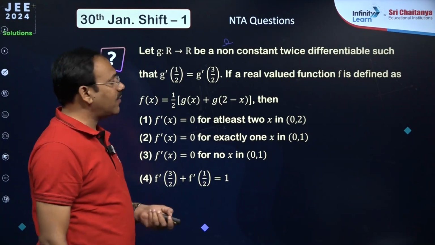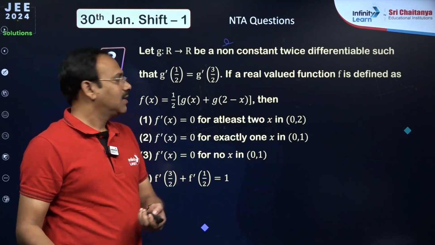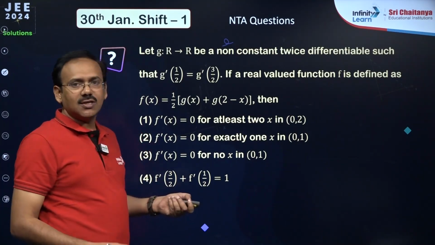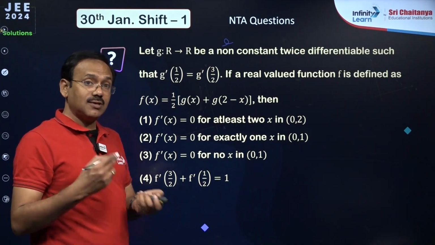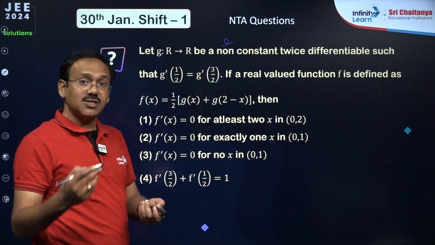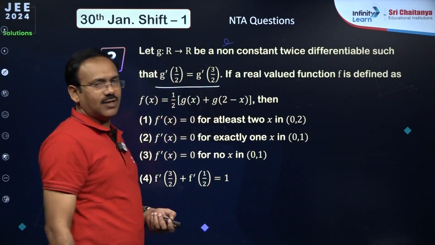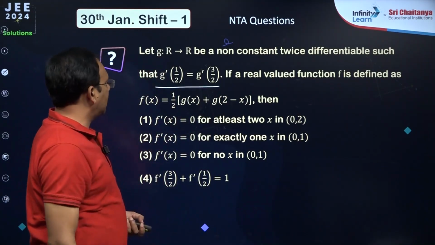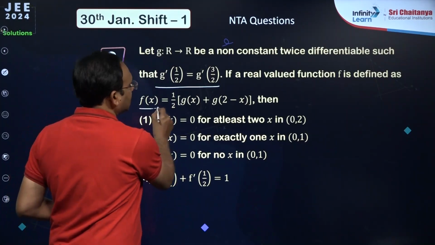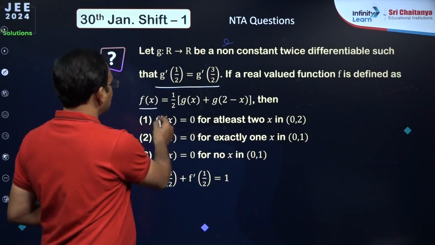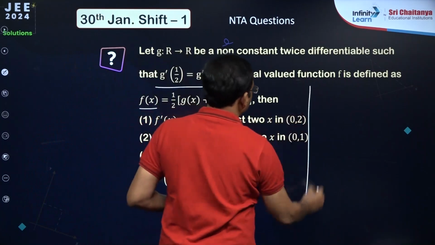You see this particular question, dear students. Let g be a function from R to R, non-constant, twice differentiable. Differentiable in the sense that g is continuous, and g double dash differentiable in the sense that g dash is also continuous. Given g dash of 1 by 2 is g dash of 3 by 2, which is given information, and f of x is given, then my dear friends, you just find f dash x here.